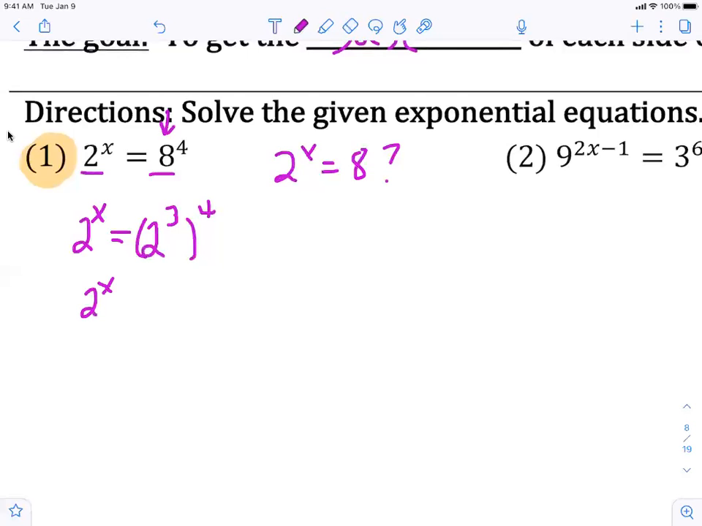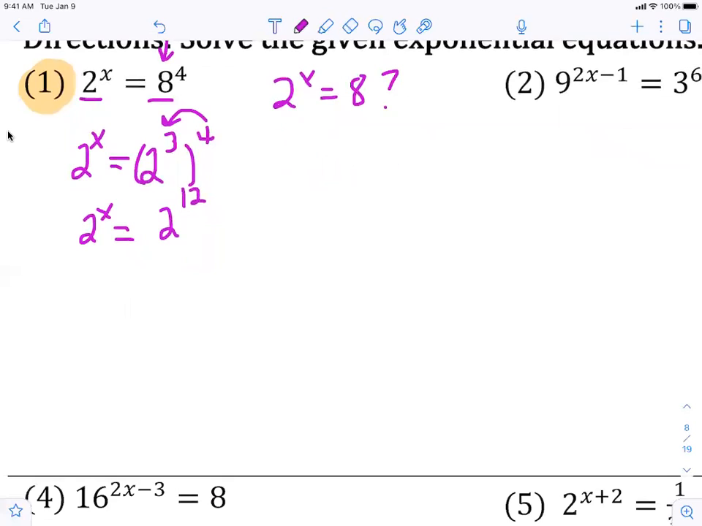Now it might help to simplify using our exponent properties. When you raise a power to a power, we multiply those exponents together. But now we're where we were at in the beginning. 2 to the what equals 2 to the 12th? Well, that just means x has to be equal to 12.